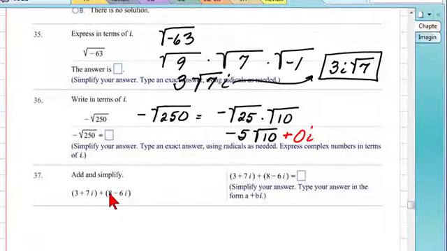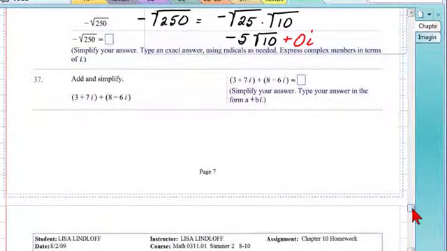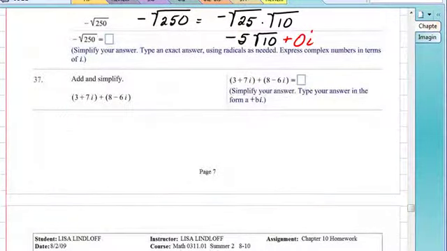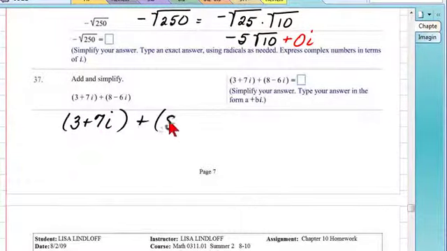All right, starting with number 37, we're actually going to do some things with our complex numbers. Number 37 says to add and simplify. And then it says write your answer in the form a plus bi. So we are going to have complex form answers. Number 37 is 3 plus 7i plus 8 minus 6i. And this should feel a lot like working with polynomials. It's not a polynomial, but it should feel like it. You're going to do the same thing. You're going to combine like terms. This is addition.